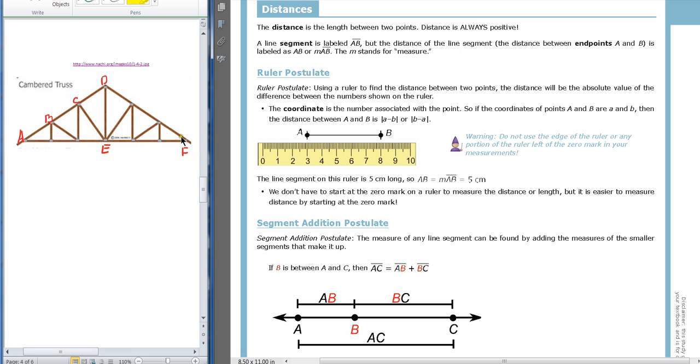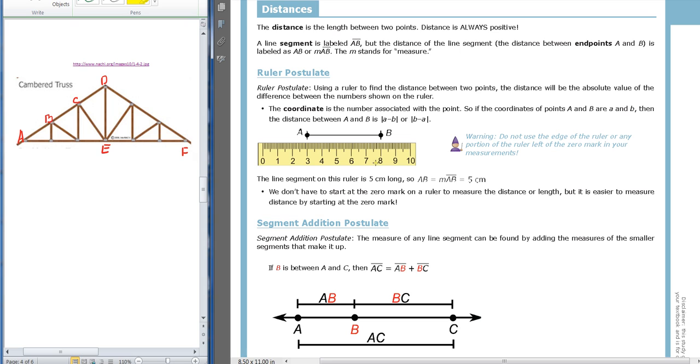We talked about bisectors. A bisector, for example in this one, C to E, is a line, segment, or ray that passes through the midpoint of another segment. So the segment A to F is bisected by a line that you would say is C to E, because C to E goes through the midpoint of A to F.